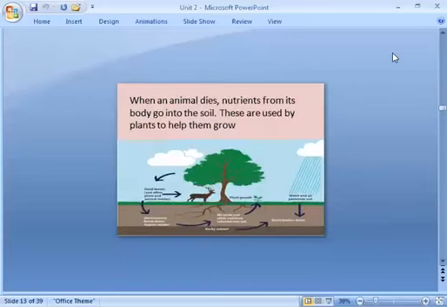Students, when an animal dies, nutrition from its body goes into the soil. These are used by plants to help them grow. Other animals feed on these plants. In this way, even a dead animal can help the life cycle of other animals. So, the dead animal can also play an important role and help the life cycle of other animals.